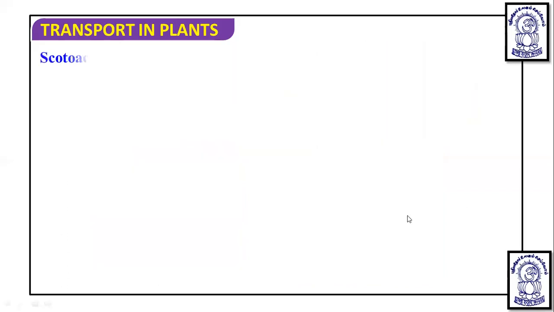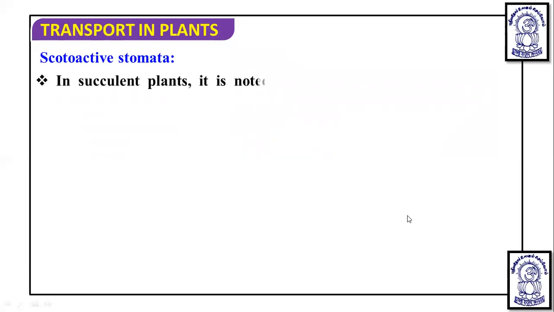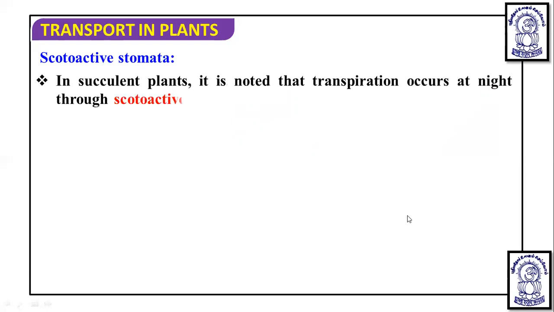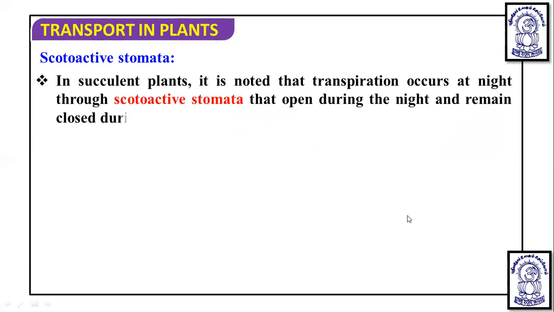Okay. Now there is one more type of stomata. In a succulent plant, or we can say in a CAM plant, succulent plant means water-holding xerophytic plants.